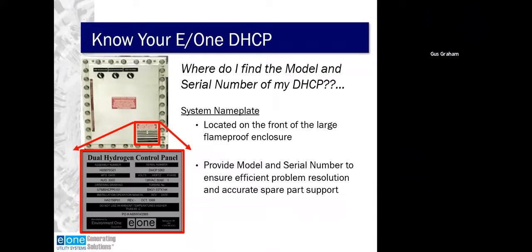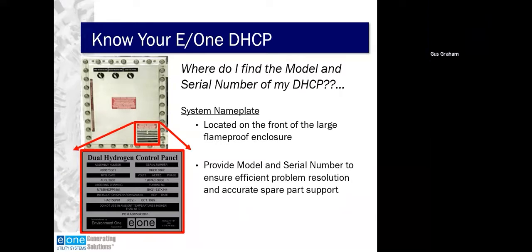So one of the first pieces of information it's critical to have for your DHCP is the model and serial number. This information is located on the system nameplate. The system nameplate is located in the lower right-hand corner of the large flame-proof enclosure in the bottom of the cabinet.